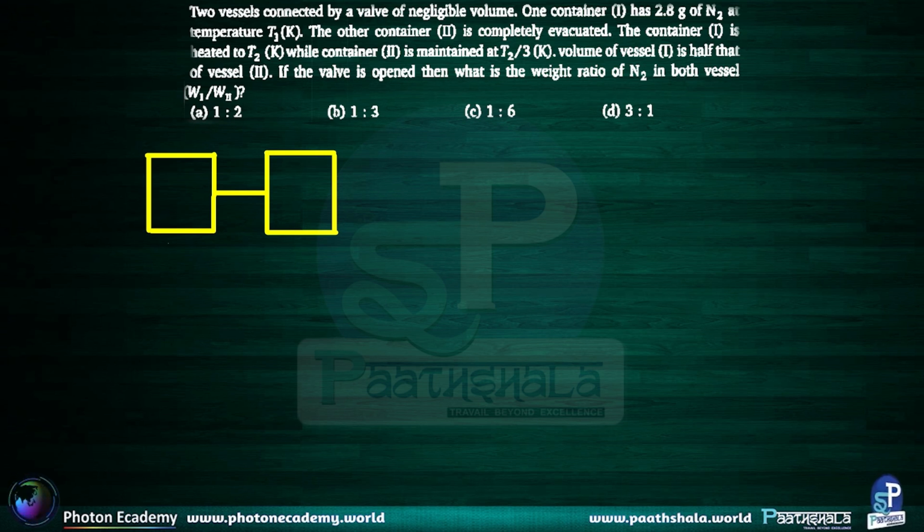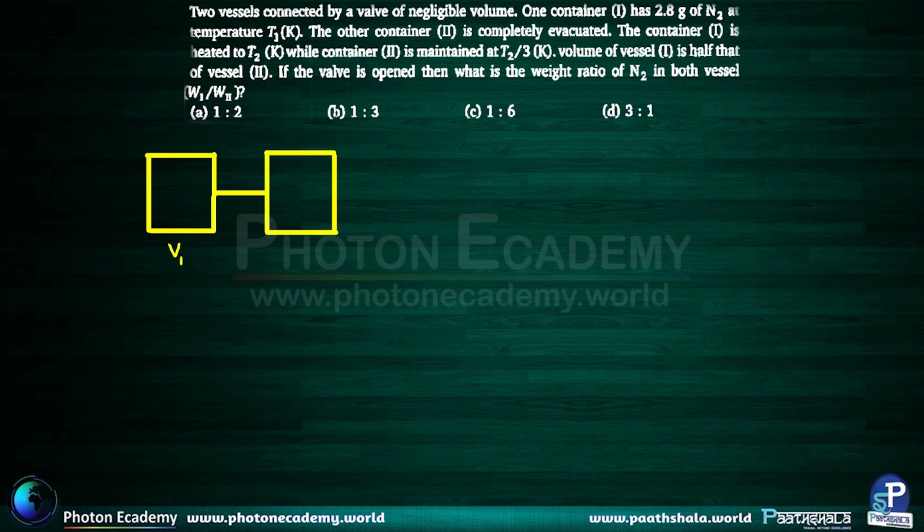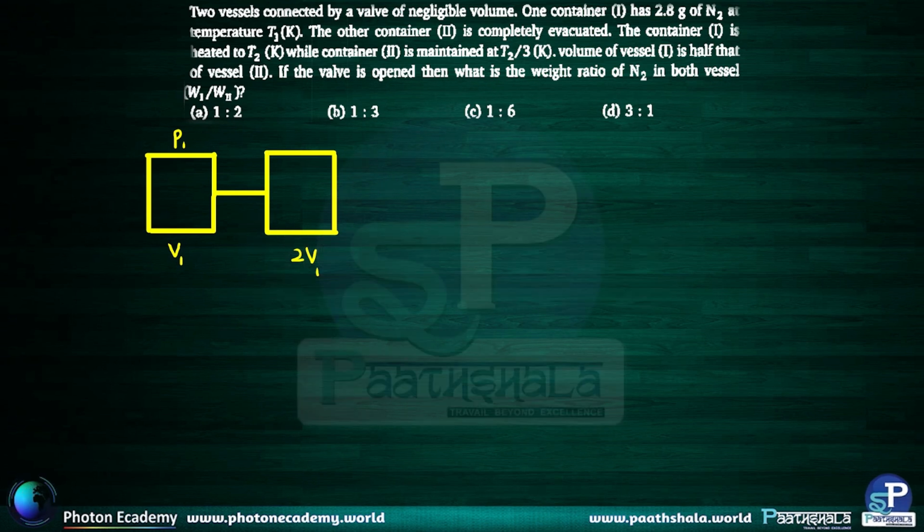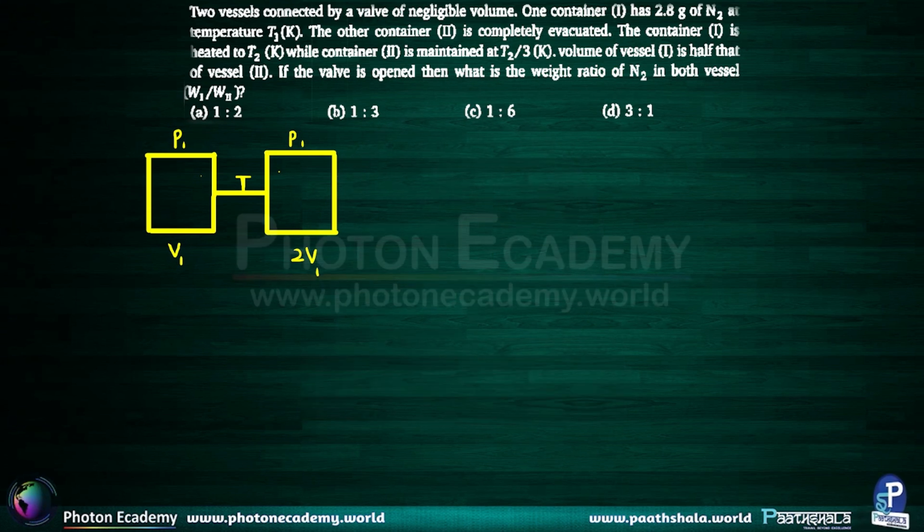So if the volume of vessel 1 is V1, that of vessel 2 will be 2V1, right? And if the pressure in vessel 1 is P1, that in vessel 2 will also be P1 after this valve is opened, because for equilibrium to exist, the pressure of the gas in both the vessels should be equal. And if we talk about temperature, the temperature here is T1 and the temperature in container 2 is T1 divided by 3.